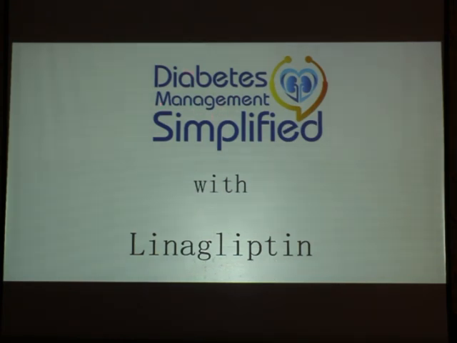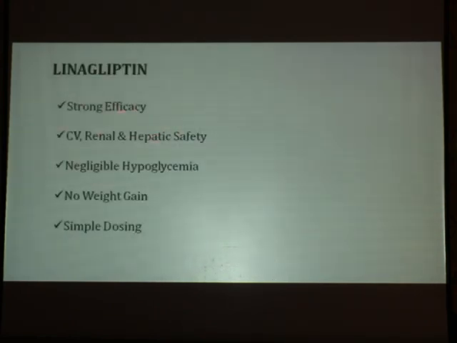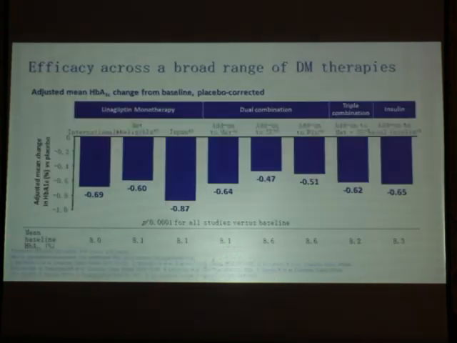So, simplifying treatment of diabetes with linagliptin. Next one. It has got strong efficacy, CV, renal and hepatic safety, negligible hypoglycemia, no weight gain, and simple dosing. Next one. So, what is the efficacy of linagliptin across combinations? Whether you are using monotherapy or other combinations, kindly have a look at the baseline HbA1c. Right. So that is what I was talking about when we are talking about an HbA1c reduction of 0.74.